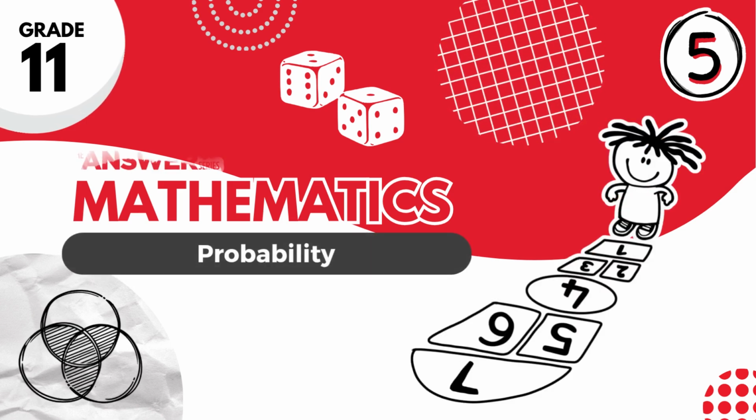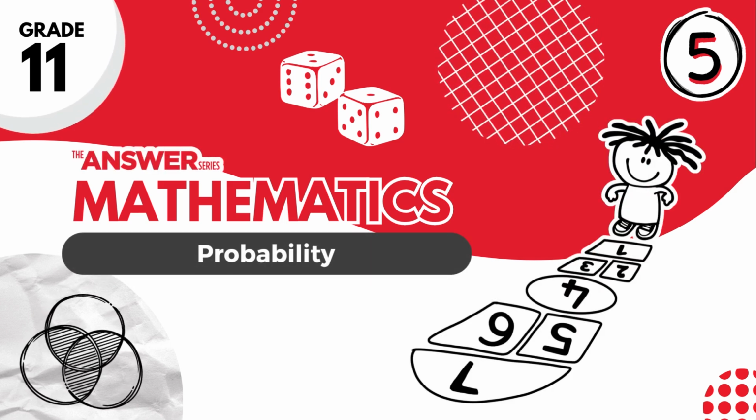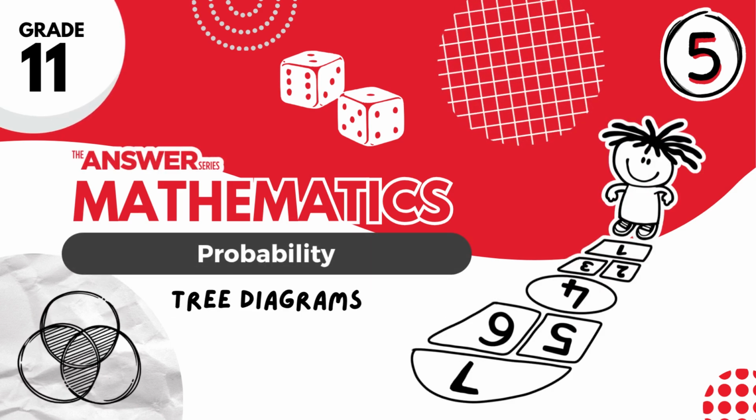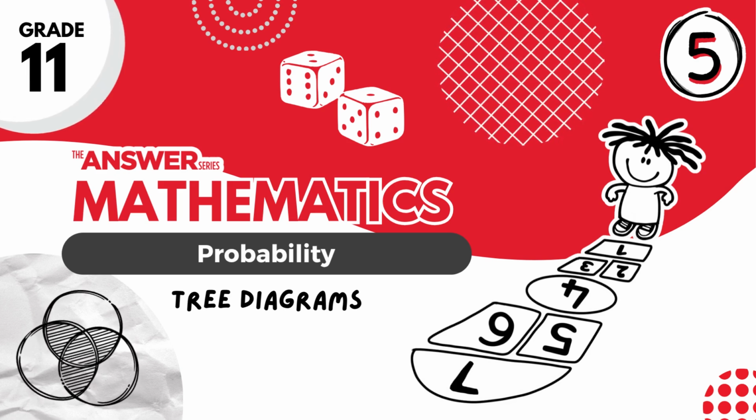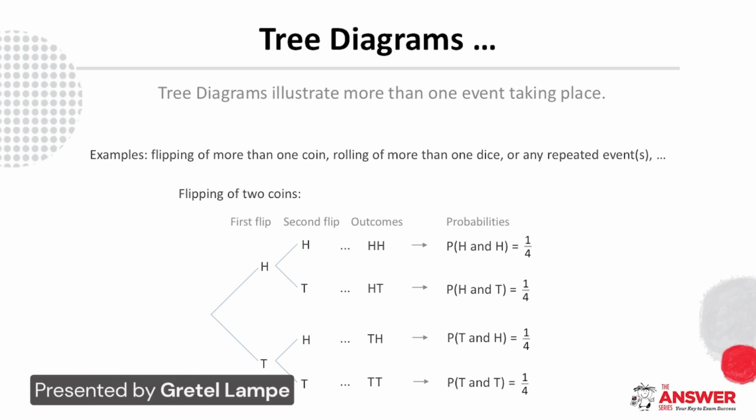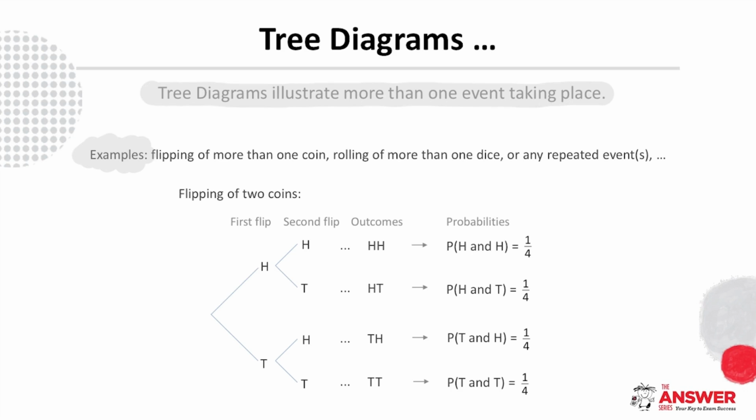Hi and welcome to this next video in our probability series where we will be looking at tree diagrams and the concept of independent events. We can use tree diagrams to illustrate more than one event taking place. These events could be flipping a coin, then rolling a dice, or flipping more than one coin or rolling more than one dice, or any repeated event or events.